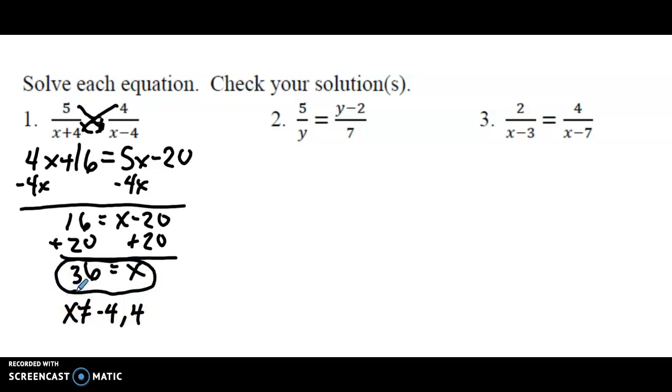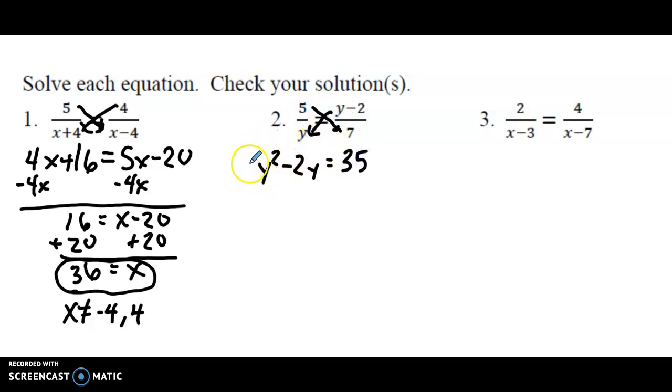Let's take a look at number 2. Again, I'm going to multiply the product of the means. Y times y is y squared. Y times -2 is -2y. And that's going to equal the product of the extremes. 5 times 7 is 35.